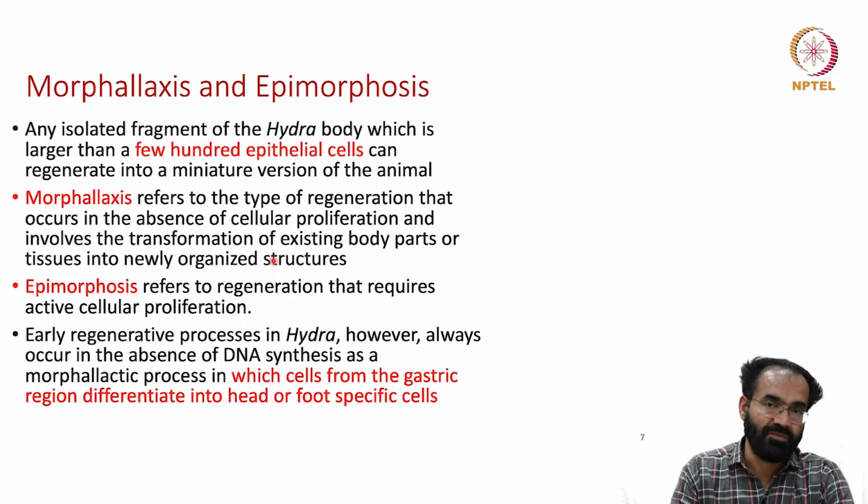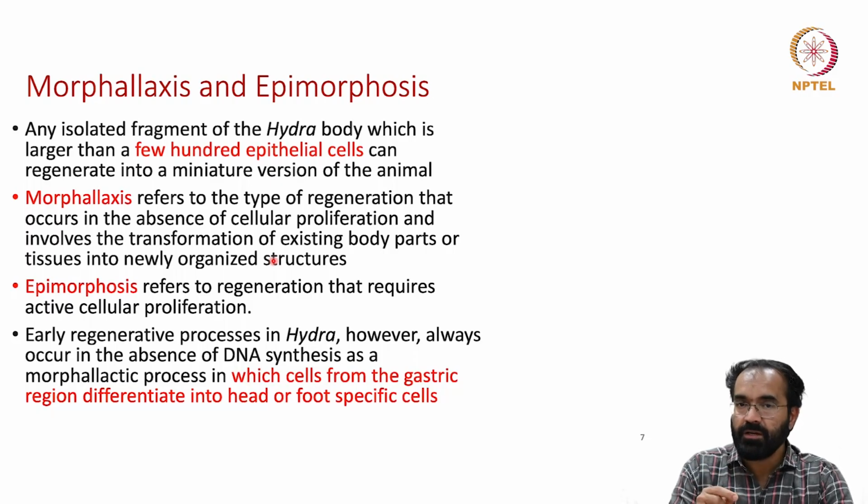Now it will start proliferation. So this arrangement of the cells into a miniature organism without involving proliferation, this is very important, without involving cellular proliferation, that is called morphallaxis.